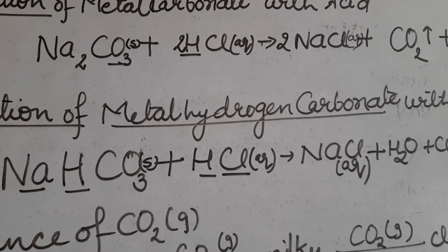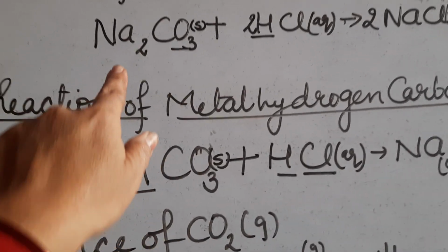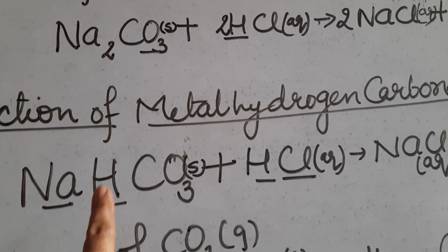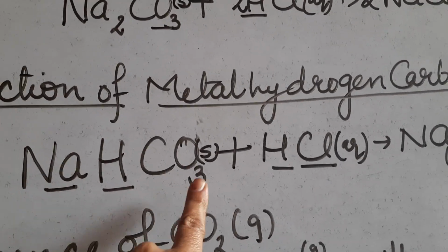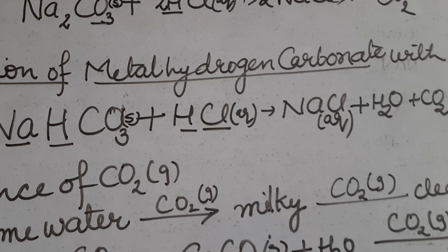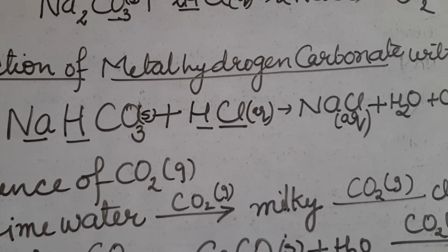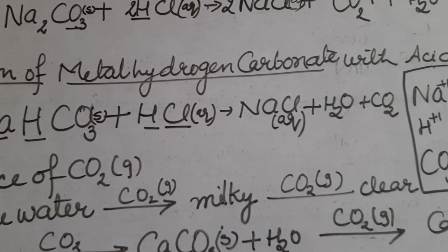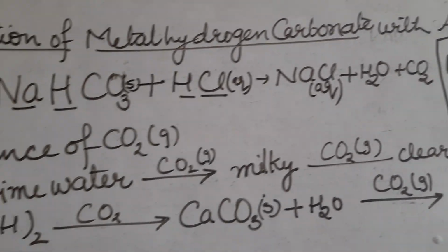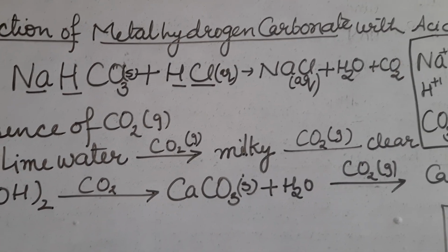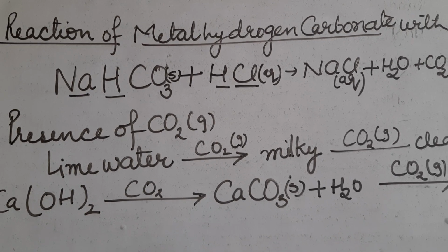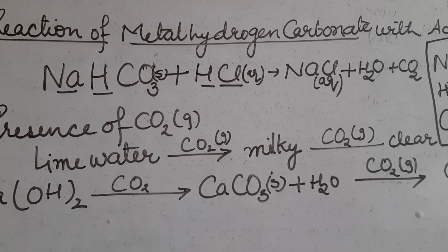In metal hydrogen carbonate, in place of two sodium, here we use one sodium and hydrogen. So this is your sodium hydrogen carbonate. On reaction with acid, it gives salt, water and carbon dioxide gas. Next is a very important question: how can we check the release of carbon dioxide gas?